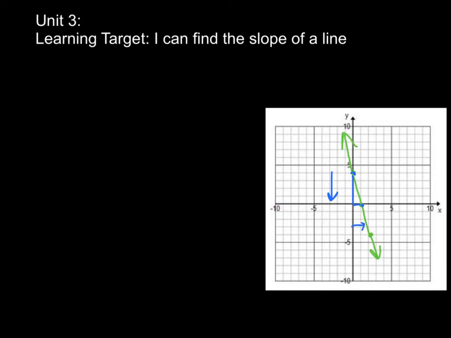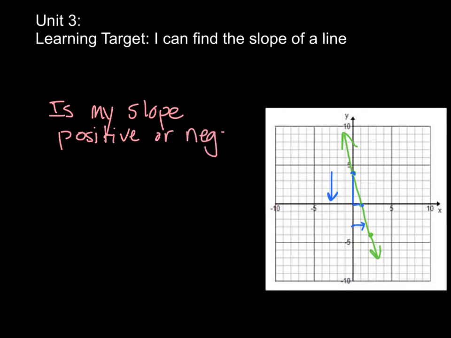Okay, so as you look at this, things that you should be thinking: is my slope positive or negative? Okay, so remember, as we're walking, this little guy is walking this way, they'd be falling down the slope. So that means it's a negative slope for this line.